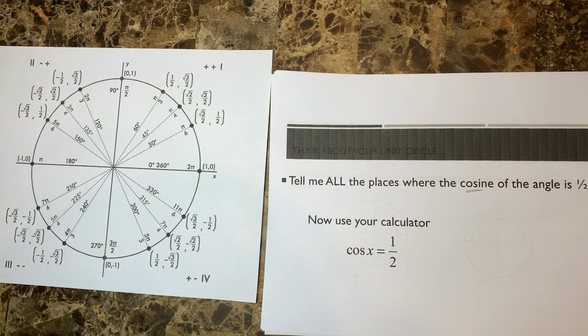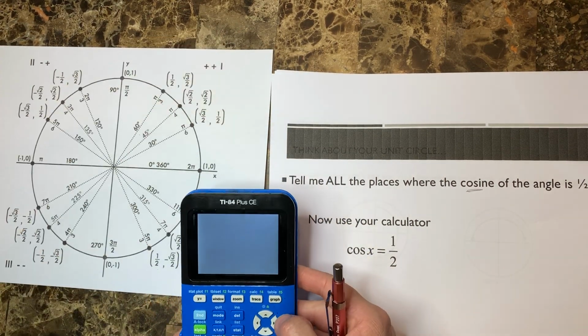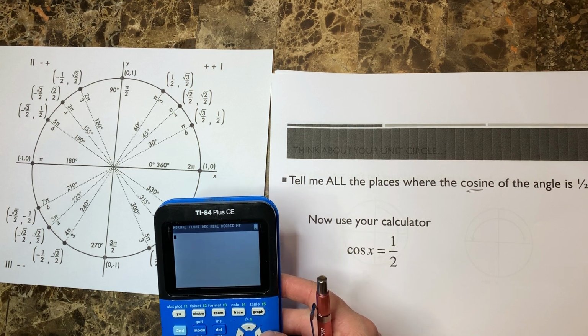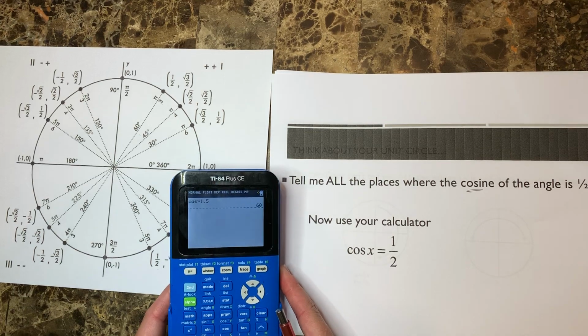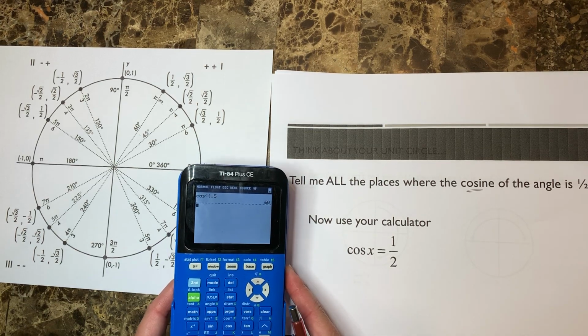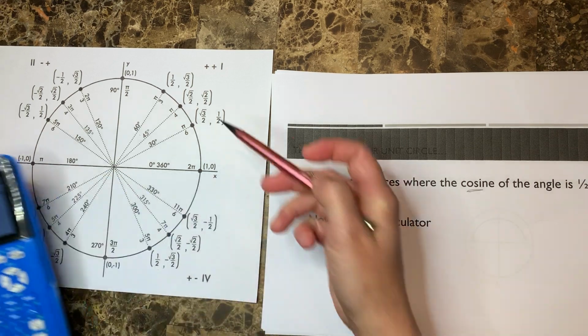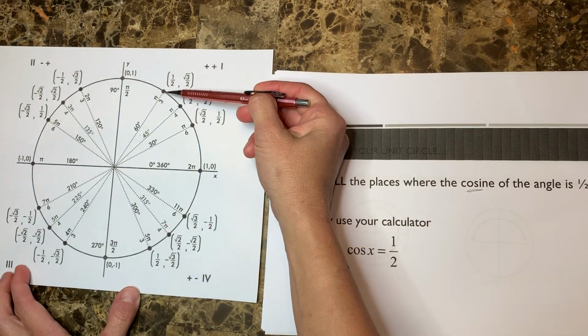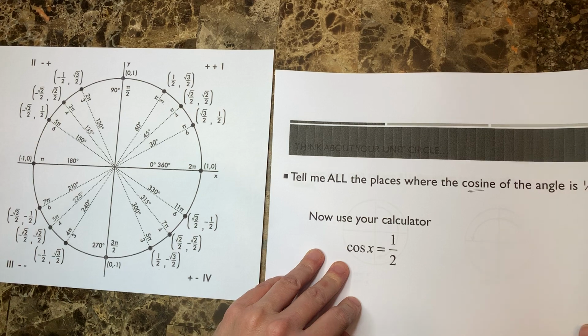Okay, now if I use my calculator, which I just realized I don't have next to me, give me a sec. All right, so if I grab my calculator and make sure we are in degrees, which we are, and I do second cosine of 1/2, I get an answer of 60. Because the calculator can't tell me two different answers. On the unit circle, I can clearly see it happens here and here, but the calculator can only tell me one. That's called the principal value.